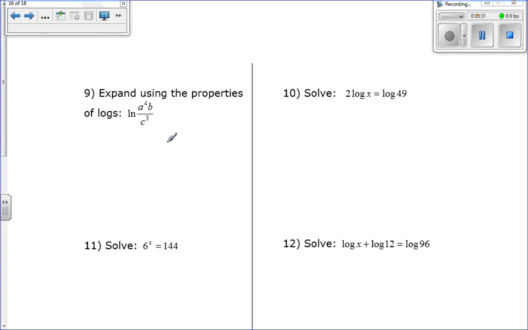Number 9, we're going to expand using the properties of log. So we're going to undo what we just did in the last problem, so we're going to go backwards. If I have a product, it becomes an addition. If I have a division, it becomes a subtraction. So it's the natural log of a to the 4th plus the natural log of b minus the natural log of c cubed. Now, my exponents have to go out in front. So it's 4 natural log of a plus the natural log of b minus 3 natural log of c.